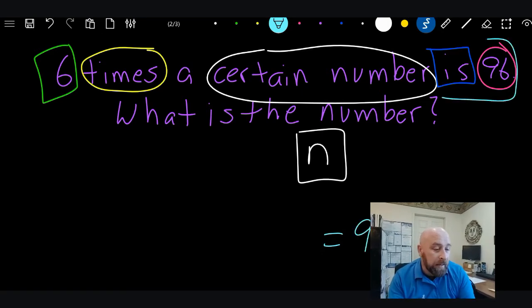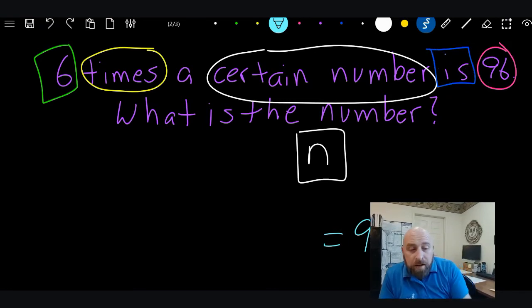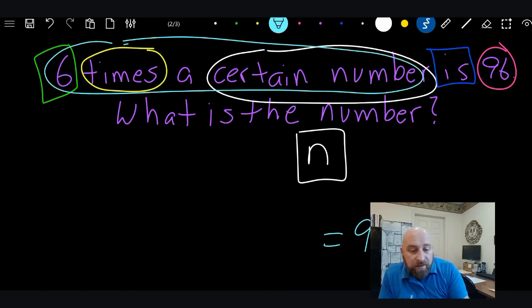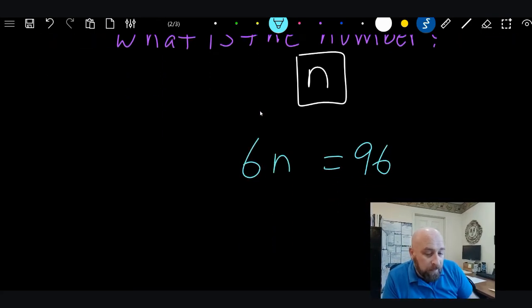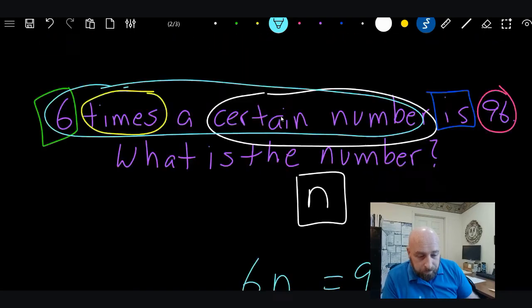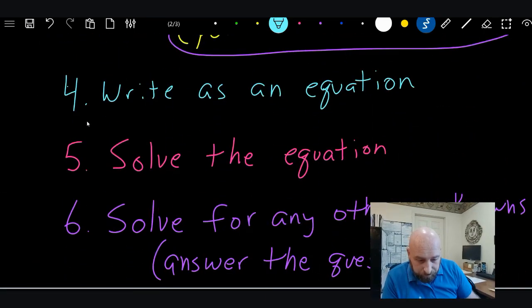Is 96. Okay, so we're done with that part. I'm not going to cross it off because I want you to still be able to see it. Now we can come back over here to this side. Now this is our left side of the equation. How would we write 6 times a number? 6 times n. How would we write that in algebra? Well, 6n. Just 6n. And then we would go up here and say, step number 5 is solve the equation.